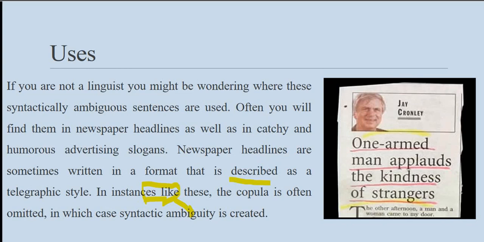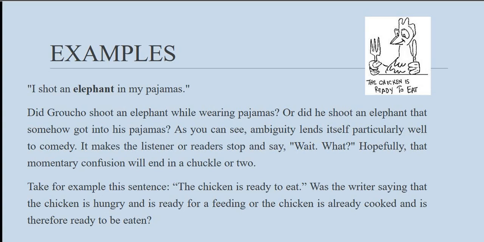So, in newspaper headlines, usually the copula, the linking verb like "is" or "are", is sometimes omitted. And in this case, syntactic ambiguity is also created because we cannot understand if the sentence is used, for example, as a passive voice or if it is a simple past tense. We might not understand it if the copula is omitted in a newspaper headline. So let's see these examples.